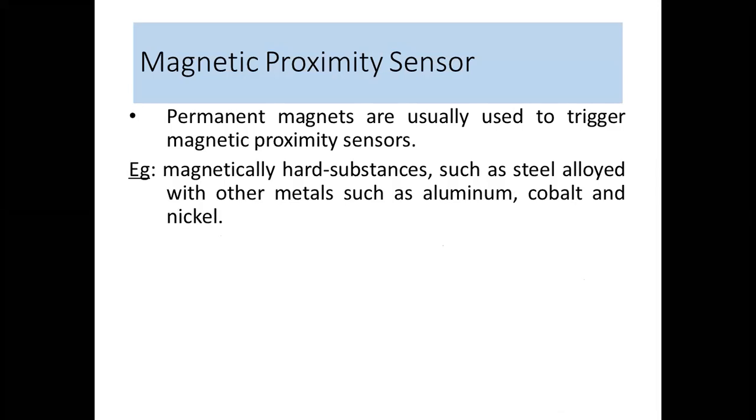Magnetic proximity sensors use permanent magnets, which are usually used to trigger them. For example, magnetically hard substances such as steel alloyed with other metals such as aluminum, cobalt, and nickel. So we can use these permanent magnets, which trigger magnetic proximity sensors.